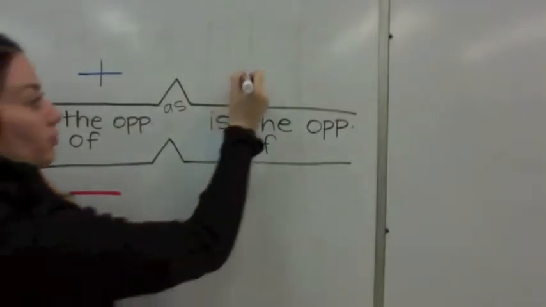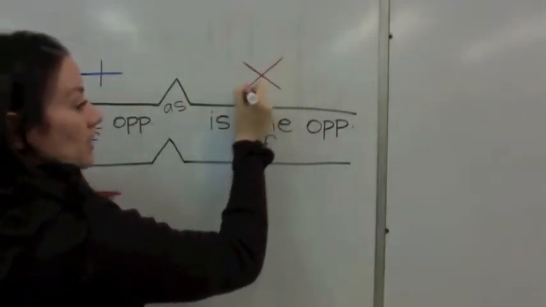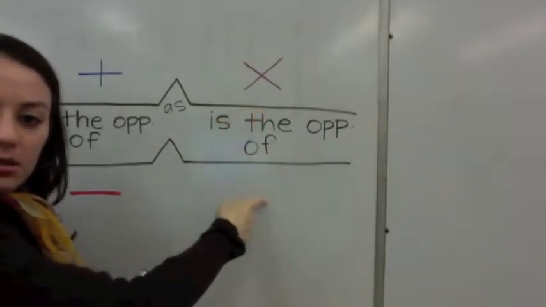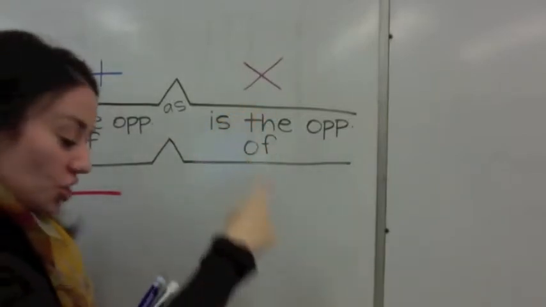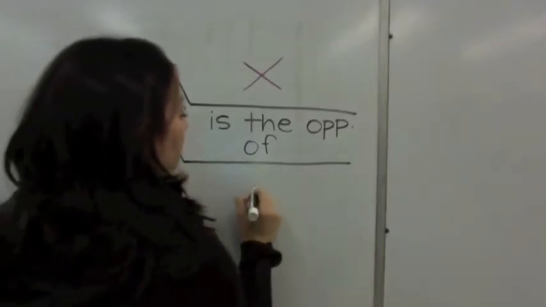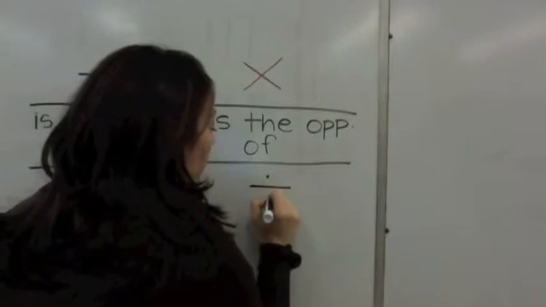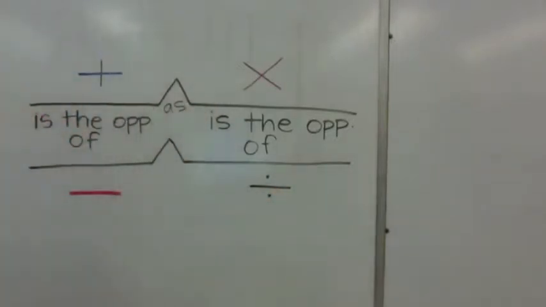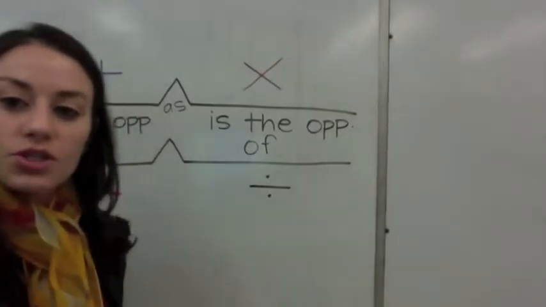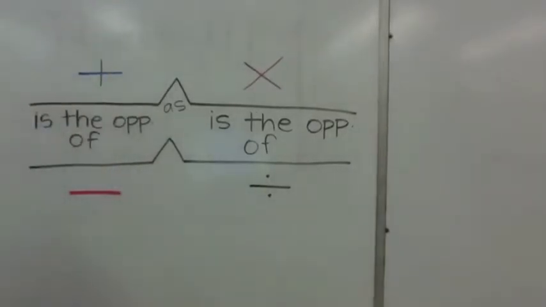we have multiplication. This x is going to stand for multiplication. What's the opposite of multiplication? What's the opposite of multiplication? It's division. Very good. So we're going to make the division sign. So remember, if you have multiplication, you have to use division in order to solve the equation. Go ahead and get that down.